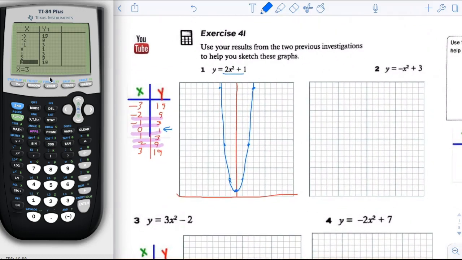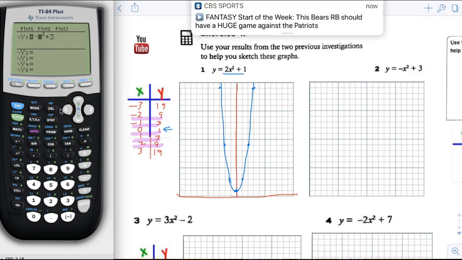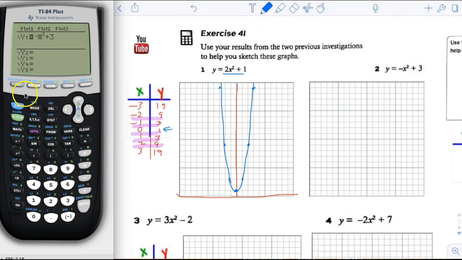Let's try number 2. It's negative x squared plus 3. So go to y equals. We put in negative 2x squared plus 3. Okay, and this is the point. Oh, it's not negative 2x squared, but it's negative x squared plus 3. Now, this is the point where if you think that you know what you're doing, go ahead and try to do these problems on your own, pause the video, and just check your answer afterwards, okay? If you would like to see one more example, keep watching.